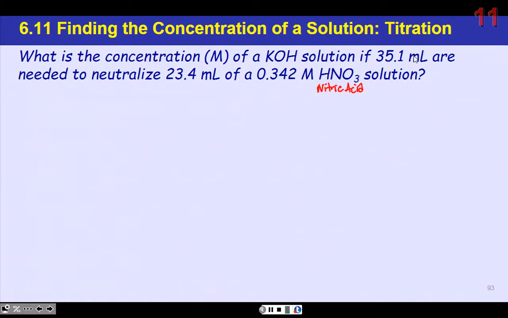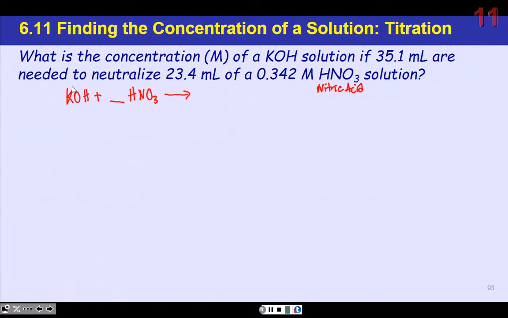So step one, what do we have to do? Every single time we have to pay attention to the right steps or we'll miss something. Step one is the balanced equation. So in order to do that, let's write it out. Potassium hydroxide reacts with, I'm going to leave you space for balancing in case we need it, HNO3, nitric acid.